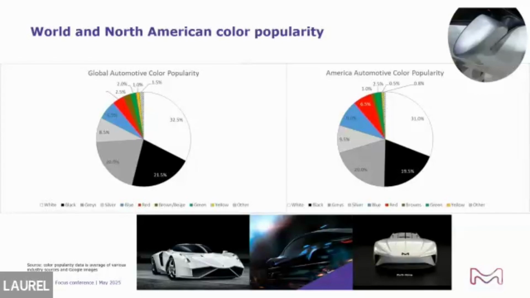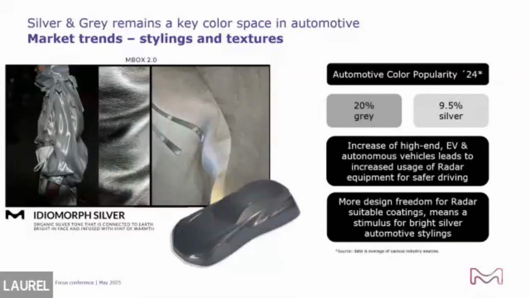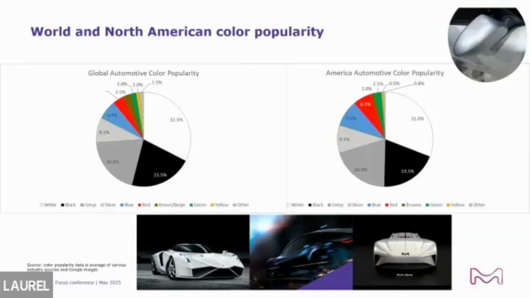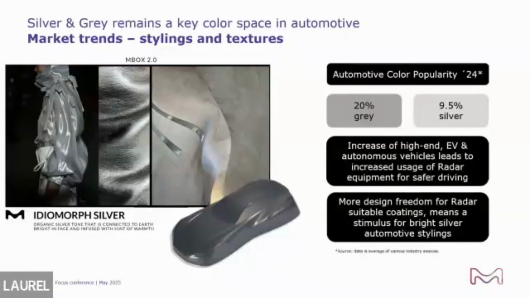It's followed by black, and then the next would be the silver and the gray. We lump together. It's about 30% color popularity. We're going to focus on this color space to show you how to use this new product to give you the hiding as well as the brightness.